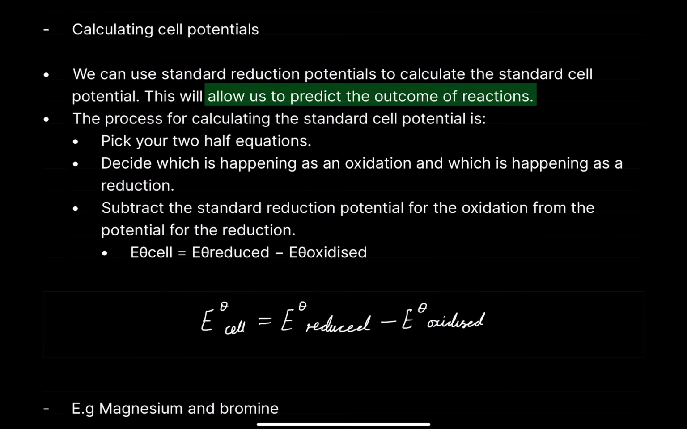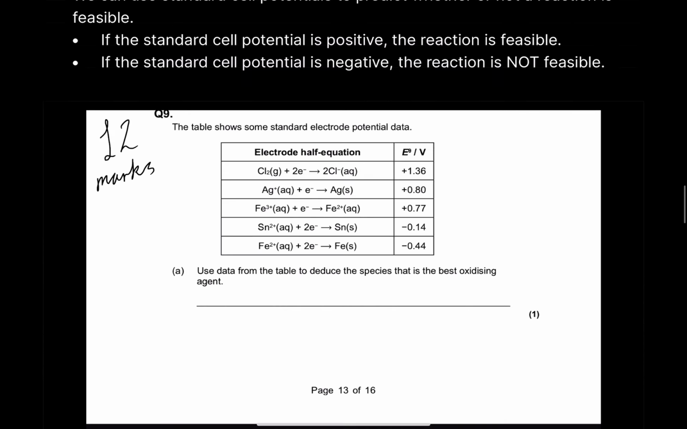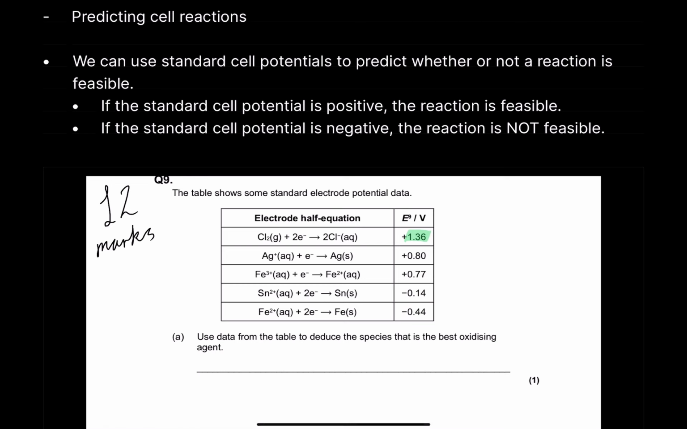So you go back here. The more positive your value is, the more likely it is that whatever you're reducing will be reduced in comparison to the reduction of hydrogen ions. The more negative it is, the more likely it is to be oxidized, or rather less likely to be reduced in comparison to the reduction of hydrogen ions. Let's pick an example, because I think everyone thinks they have to have a positive value and a negative value. No, that's not what it has to be. You can have two positive values here.